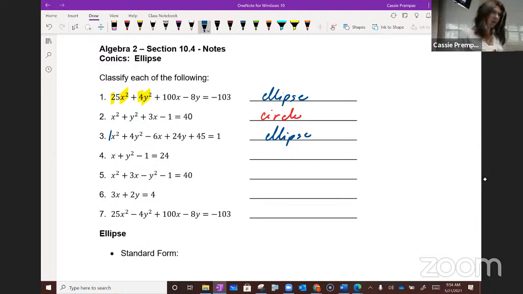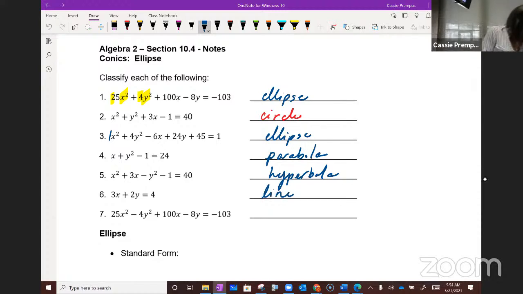All right, number 4. Azra, what do you think? Parabola. Awesome. How about the next one, guys? Number 5. It's got a positive x squared and a negative y squared. Caroline? Hyperbola. She is correct. How about number 6, guys? Christian? Line. Awesome. There's no squared terms, just an x and a y.